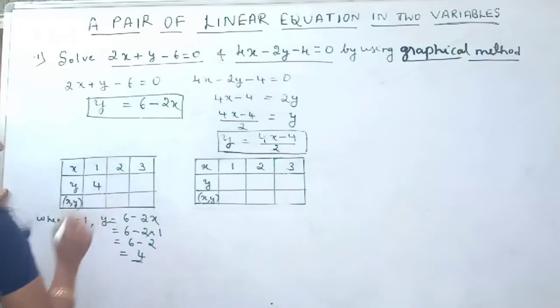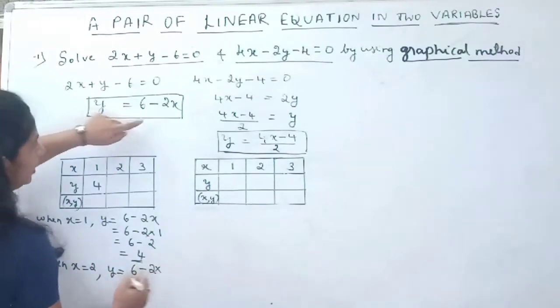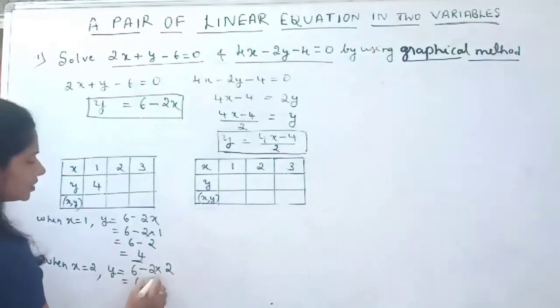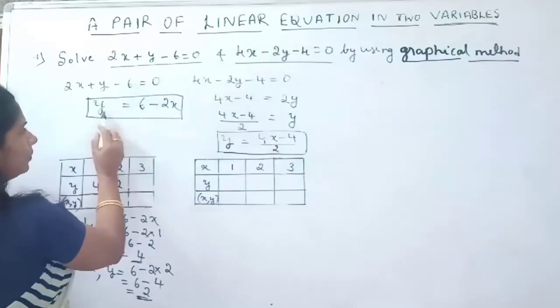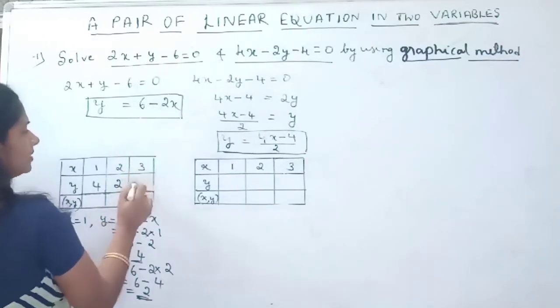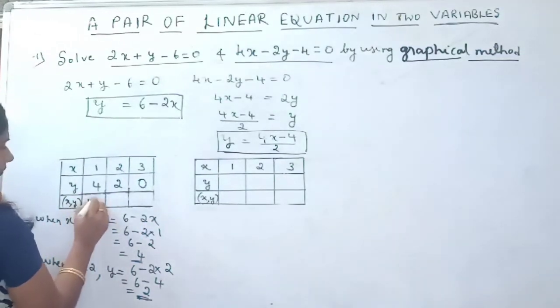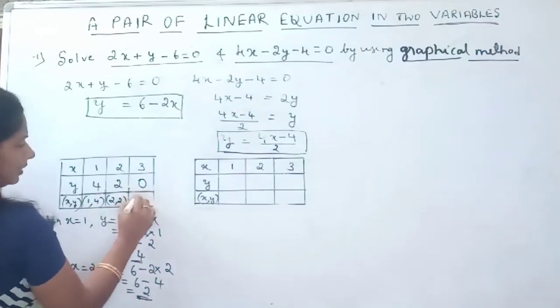Next, when x is equal to 2, what is the y value, children? y equal to 6 minus 2 into, in place of x you substitute 2. That is 6 minus 2 twos is 4. 6 minus 4 is 2. Now when x is equal to 3, the y value is 6 minus 2 into 3. 2 into 3 is 6. 6 minus 6 is 0. So let us write the x and y coordinates. When the x coordinate is 1, the y coordinate is 4. When the x coordinate is 2, the y coordinate is 2. And when the x coordinate is 3, the y coordinate is 0.